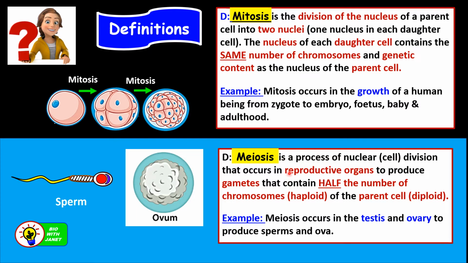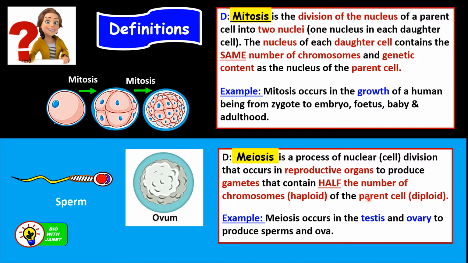Okay, now meiosis, it is a process of nuclear division. The textbook uses the word cell, but actually it's nuclear division, just like mitosis, that occurs in reproductive organs. So it occurs only in one part of the body, that is the reproductive organs, such as the testes and the ovaries, to produce gametes, which are reproductive cells that contain half the number of chromosomes. That means the gametes have a haploid condition of the parent cell, which is diploid, right?